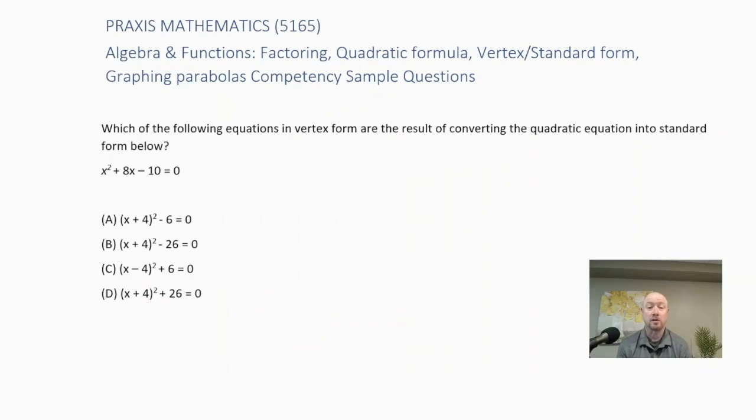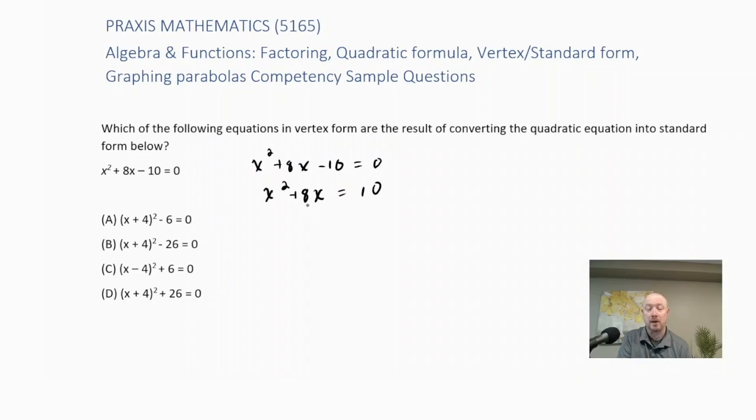Which of the following equations in vertex form are the result of converting the quadratic equation into standard form below? So we have x squared plus 8x minus 10 equals 0, and what we want to do here is complete the square. The first thing I want to do is bring the 10 to the other side, so I'm going to add 10 to both sides. I'd get x squared plus 8x is equal to positive 10.